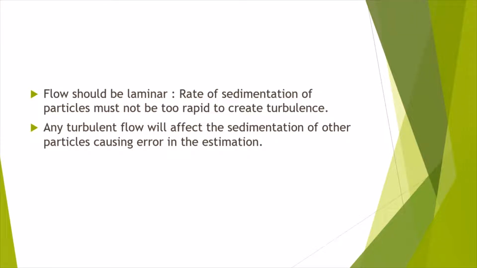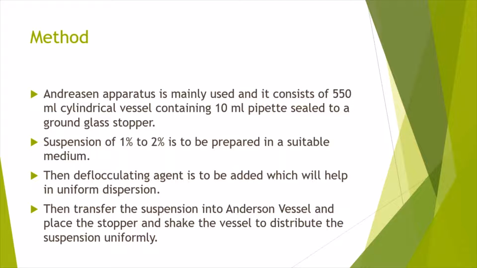Then the second condition is that the flow should be laminar, and here the rate of sedimentation of particles must not be too rapid to create turbulence. For obtaining laminar flow, the value of the Reynolds number should be less than 0.2, and any turbulent flow will affect the sedimentation of other particles and can cause error in the estimation. So mainly the preferred flow here is laminar flow.